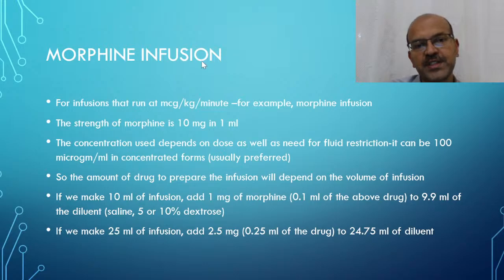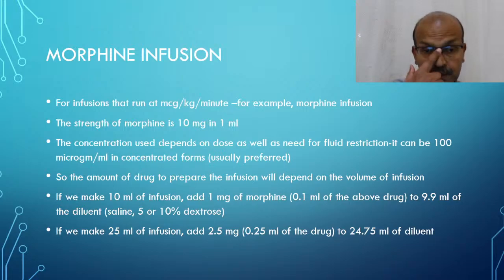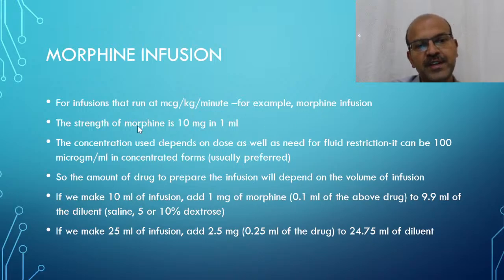Coming on to infusions that work on microgram per kilogram per minute or milligram per kilogram according to the medication that you use. And the example we'll discuss here is morphine infusion. The strength of morphine is normally 10 milligram in 1 ml, and the concentration that we use depends on the dose as well as the need for fluid restriction.